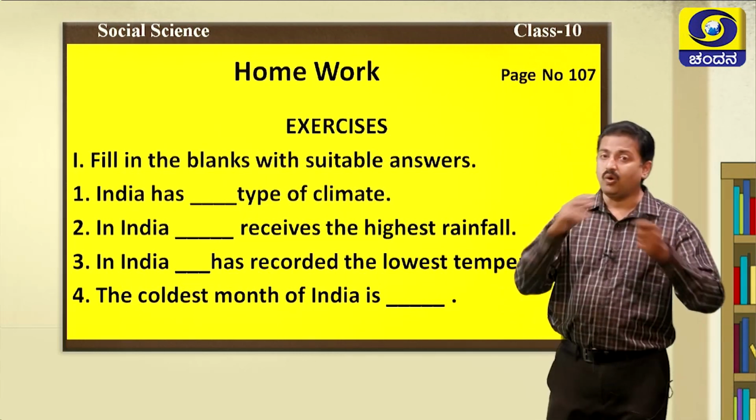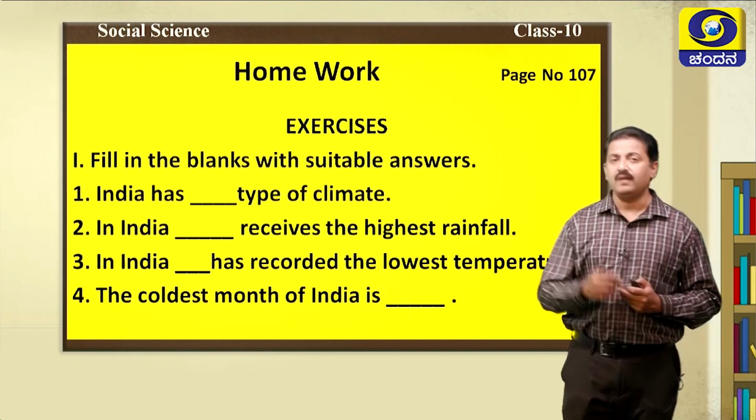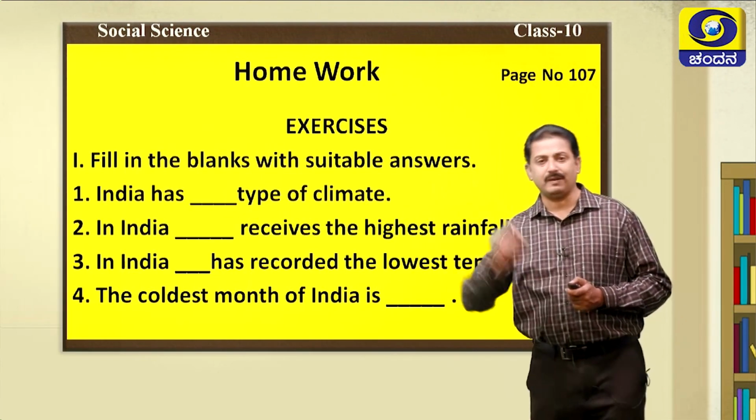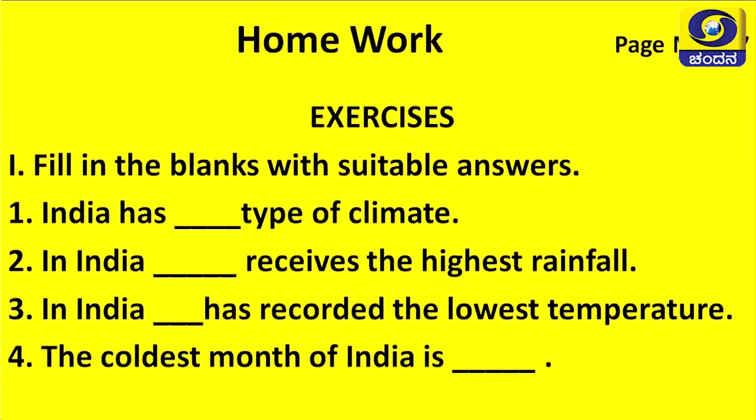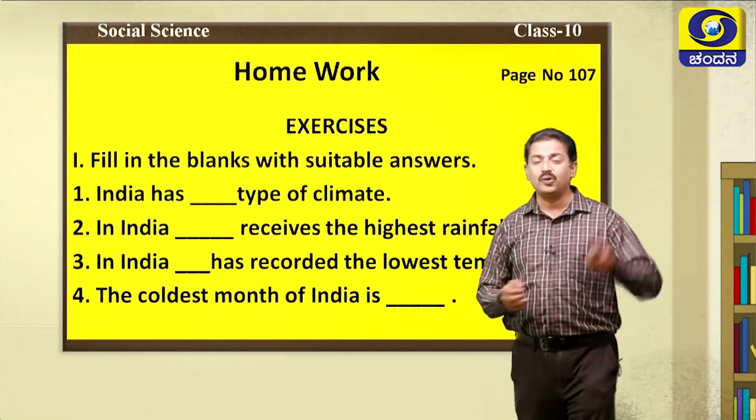Now, I am giving you homework, and this homework exercise is given in your textbook as well, page number 107. Fill in the blanks with suitable answers. India has dash type of climate. In India, dash receives the highest rainfall. In India, dash has the recorded lowest temperature, and the coldest month of India is dash. You will have to write in your notebook and show it to your teacher when the school reopens.